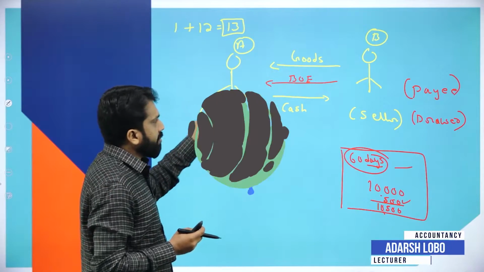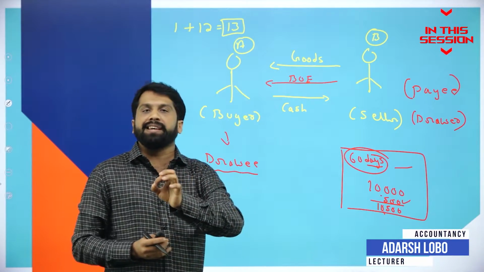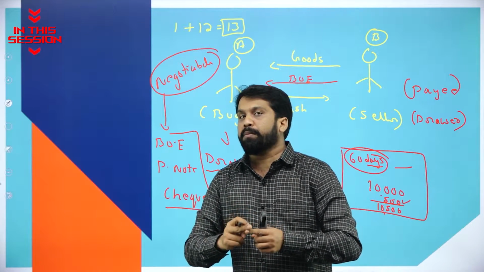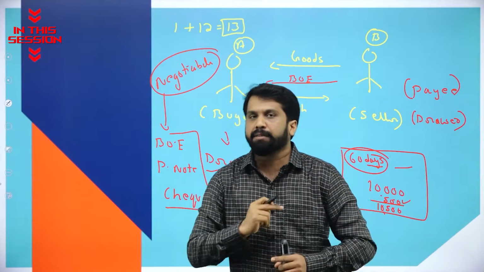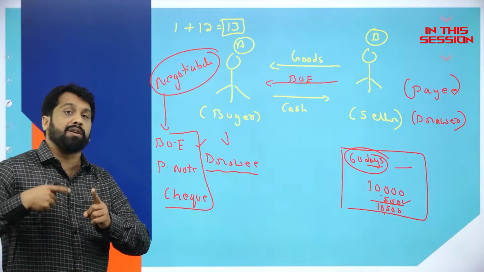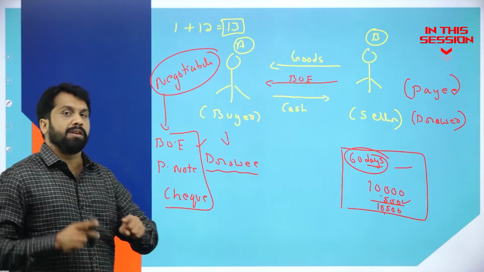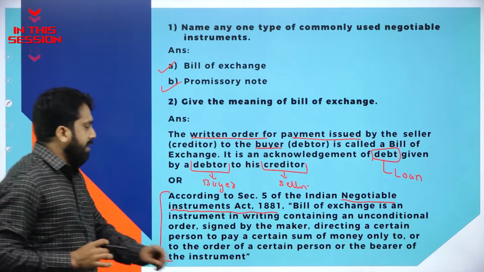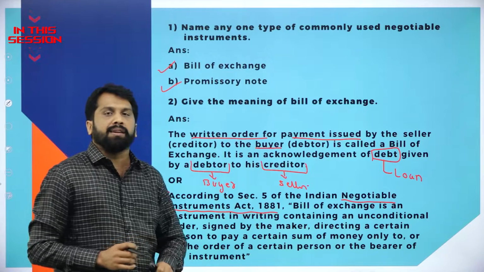This agreement we call it as bills of exchange. Negotiable means transferable from one person to another person. Bills of exchange, order to pay. Promissory note, promise to pay. The act, when it is framed, 1881.